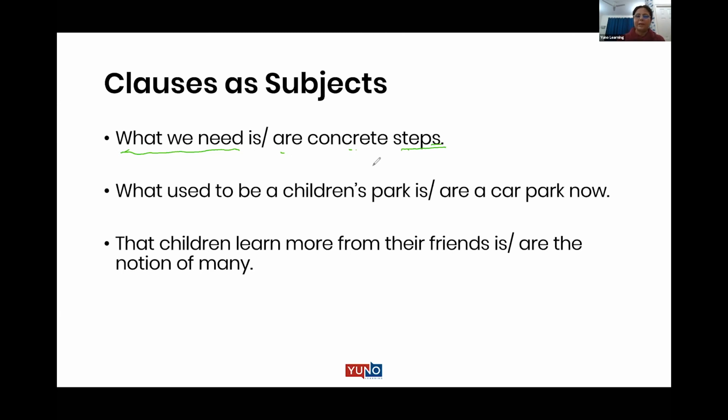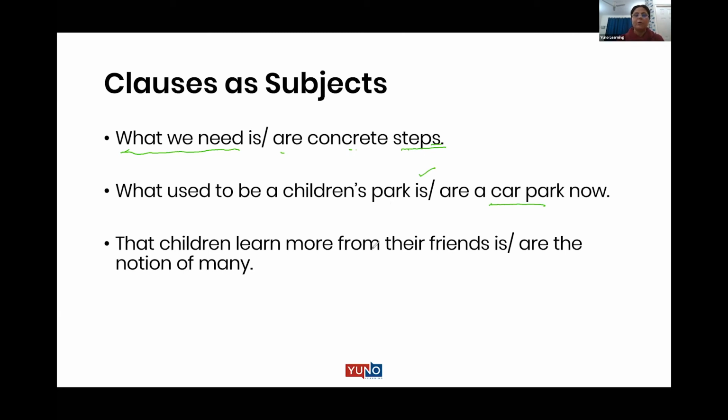Now let's look at the next one. What used to be a children's park and a car park now. So here we've got a singular one. So is: the children's park is a car park now. Correct, Harminder? Now let's look at the next type of clause that becomes the subject.